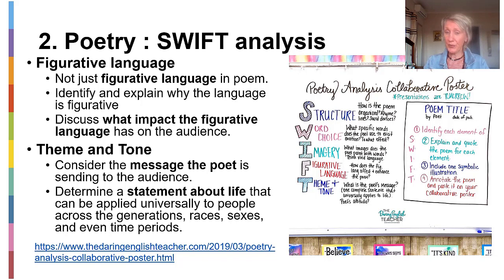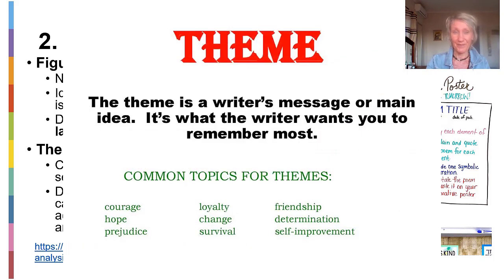Remember the urge to work, maybe to not have conflict with Macbeth, not to give into ambition, that is still relevant today. When we talk about different races, different sexes, even the time period we're living in, a lot of the messages that go way back are still relevant to us today. Right, there's the theme. The theme is the writer's message or main idea, what the writer wants you to remember the most. And there are all the themes, from loyalty to friendship to determination to self-improvement, all these themes that come across.